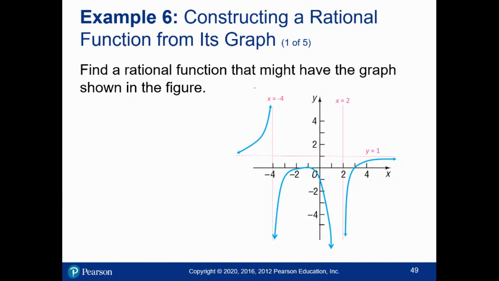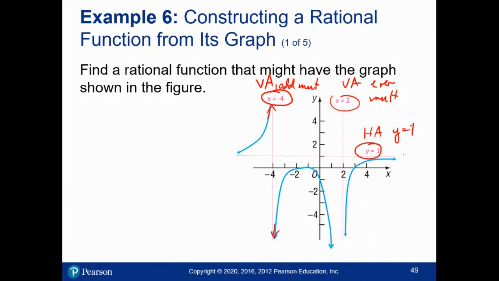For example, it's got a vertical asymptote at x equals -4 of odd multiplicity because it did opposite behavior on opposite sides. Similarly, this is a vertical asymptote, but of even multiplicity. It has a horizontal asymptote of y equals 1. That tells you a lot. That tells you the numerator and denominator are of the same degree with the same leading coefficient.